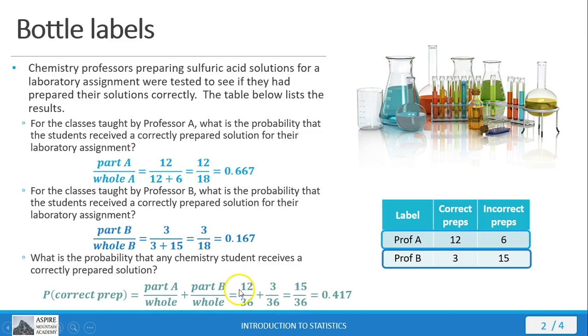So the probability that Professor A is going to get it right, that's going to be 12. That's his part, over the whole. This time it's any chemistry student from either professor. So we're going to add all these 4 numbers together. That's where the 36 comes from. And then we're going to do the same thing for Professor B, getting it right. So he's got 3 that he got right out of 36 total. So there's 15 over 36, which we divide out gives us 0.417. So again, we're looking at those 2 numbers under the correct preps column for our parts.